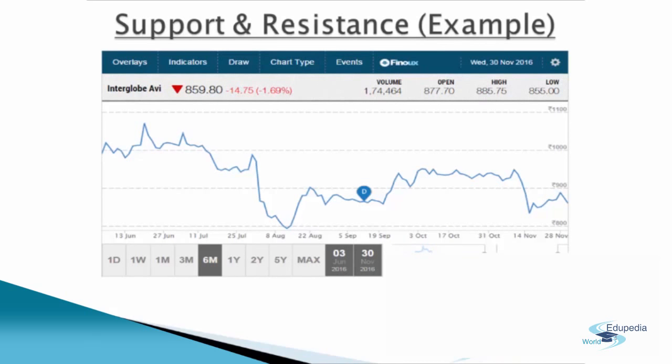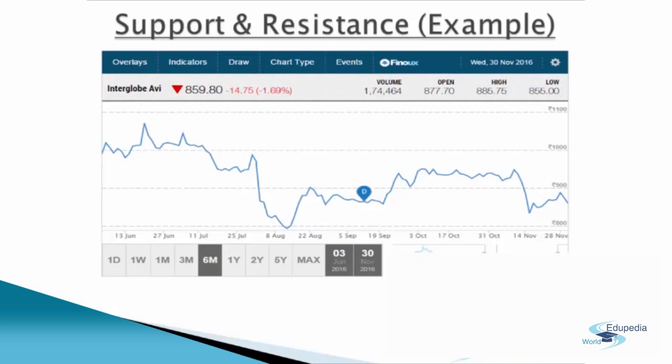So this is again a chart relating to Interglobe Aviation Limited. That's Indigo again. I'll simply provide you the basis on which you'll understand what a support level and a resistance level are. If you look, guys, on 8th of August and between 22nd of August, that's the moment where the lowest position was touched for Interglobe Aviation Limited. That was around 800 rupees.